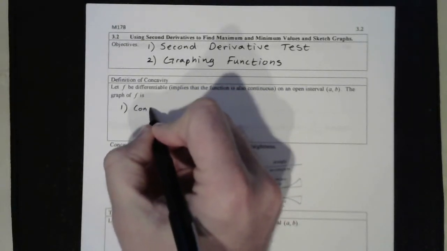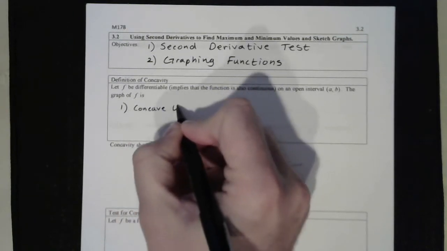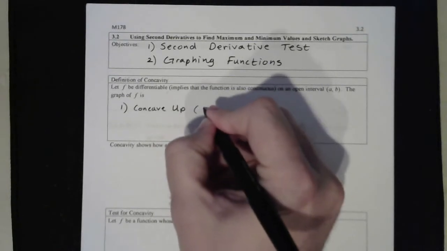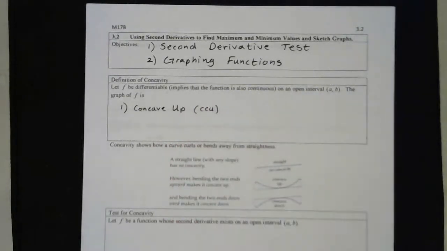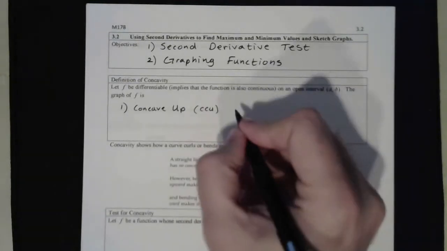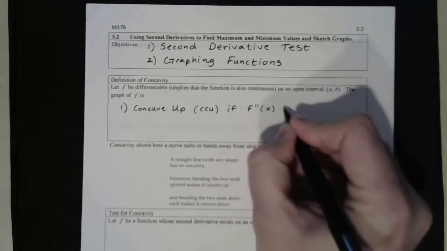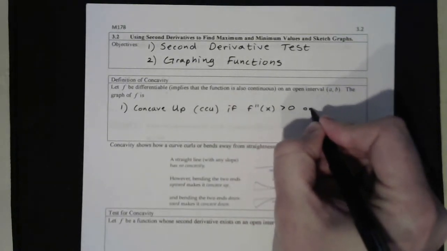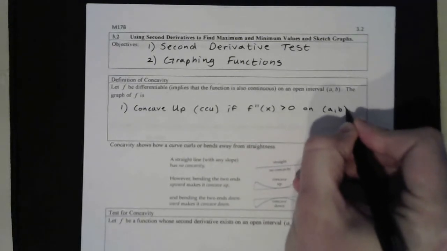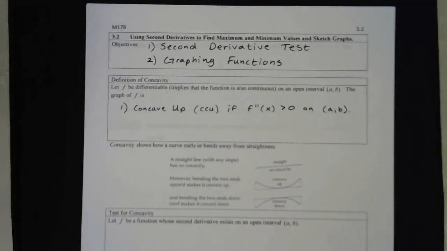Then we say the graph of f is concave up, or I'm going to use CCU as a little shorthand. And this is if f double prime of x is greater than 0 on that open interval a to b. And so we're concave up if the second derivative is positive.